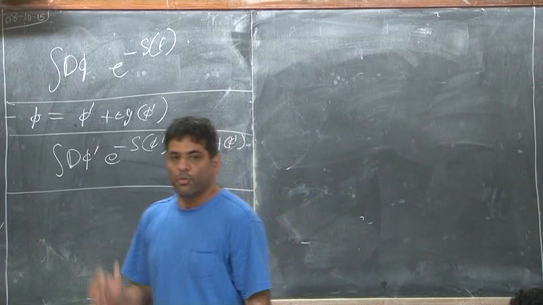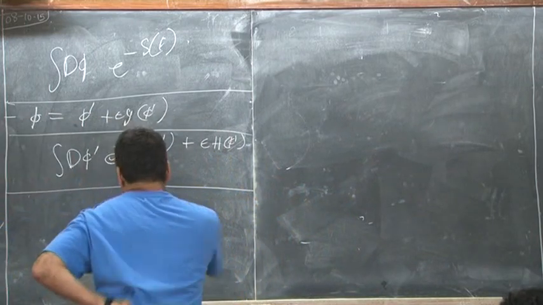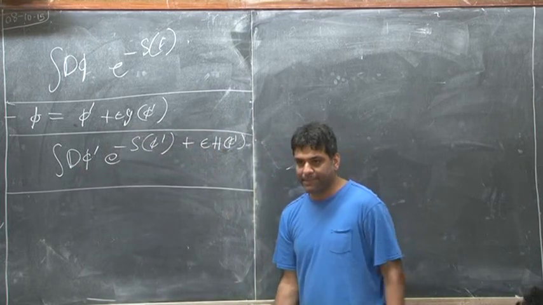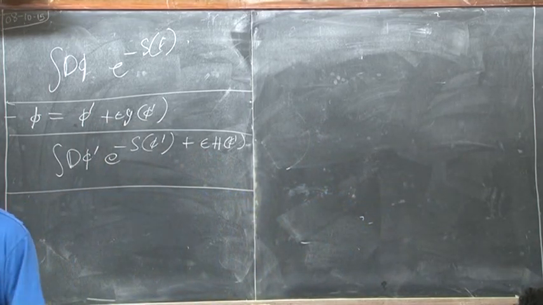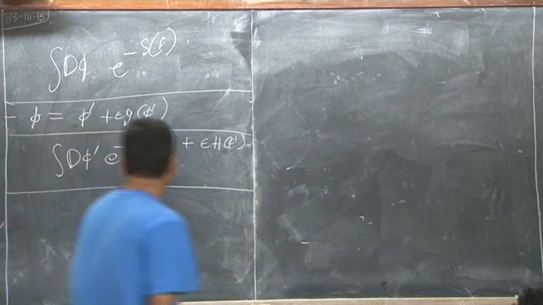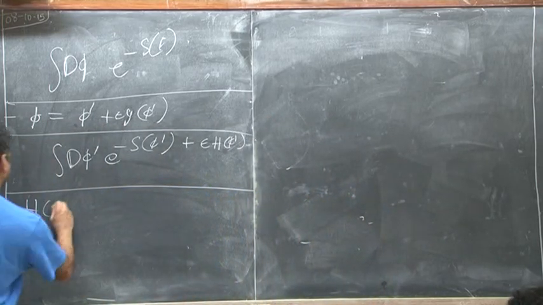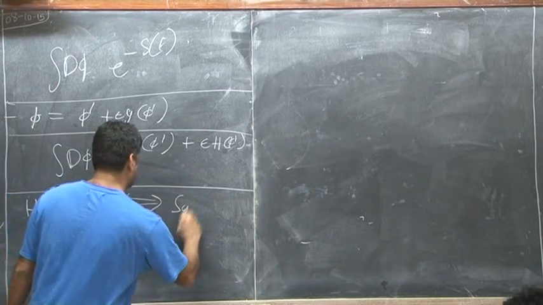What we had said is that the cases where this change of variables does not result in an epsilon times h of phi prime, those changes of variables are symmetries. So we said h of phi prime equals 0 is a symmetry.